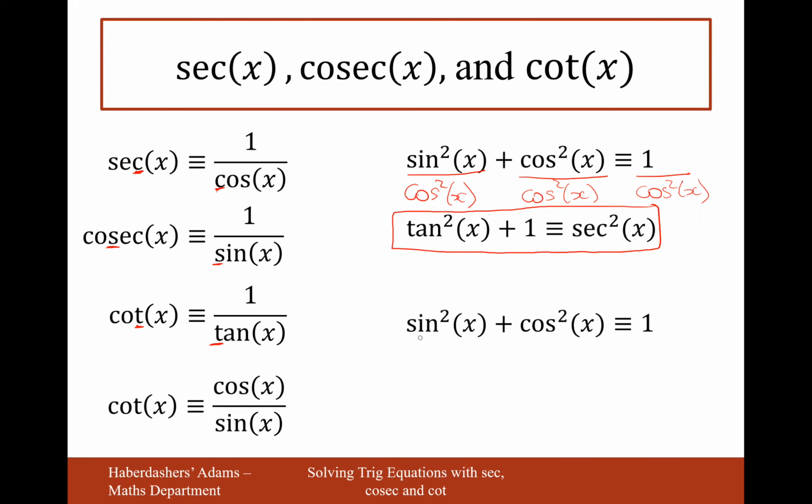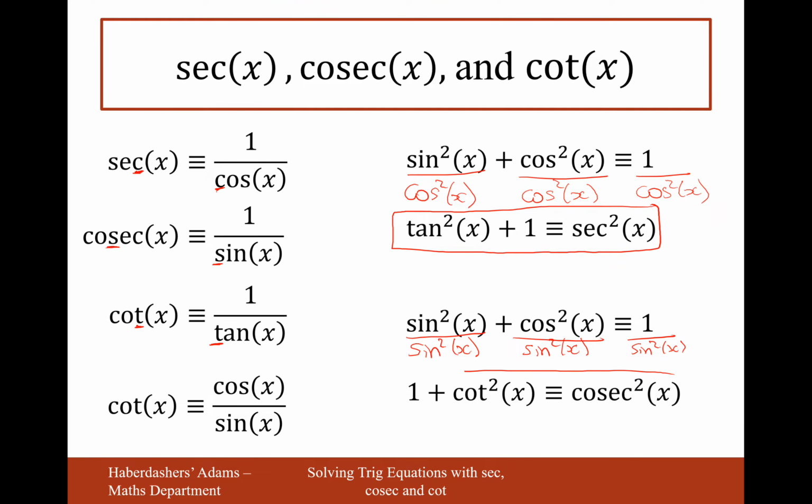And we could do something very similar. Don't divide by cos squared this time, maybe we'll divide by something else, sine squared. And we'll get a third identity relating to quadratics. So if we divide everything by sine squared, sine squared over sine squared is just something over itself, which is 1. Cos over sine is cot. Cos squared over sine squared is cot squared. And 1 over sine is cosec. 1 over sine squared is cosec squared. So we get a third identity relating to quadratics, which is 1 plus cot squared equals cosec squared.